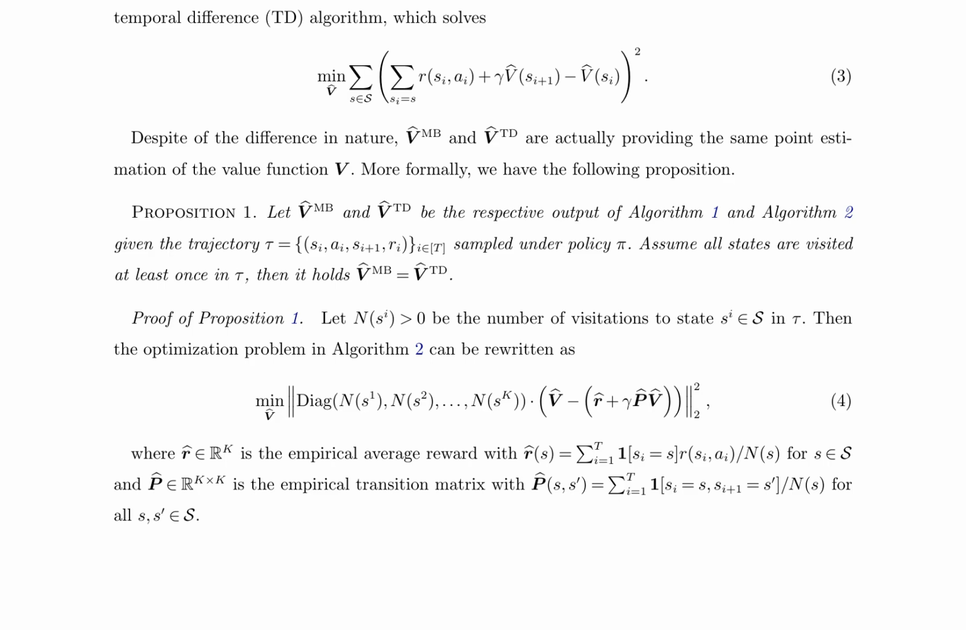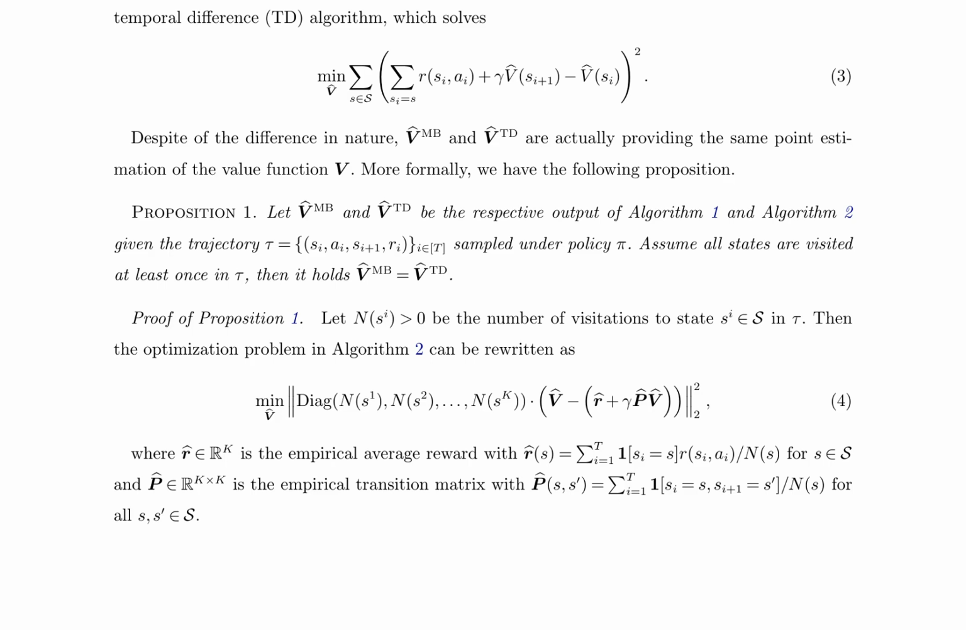Proposition 1 demonstrates that both methods yield identical point estimations of the value function, highlighting their equivalent theoretical properties in finite space and finite action MDPs without function approximations. The study underscores the significance of understanding the theoretical properties of both methods, acknowledging the ongoing debate between model-based learning and TD learning in the reinforcement learning literature.